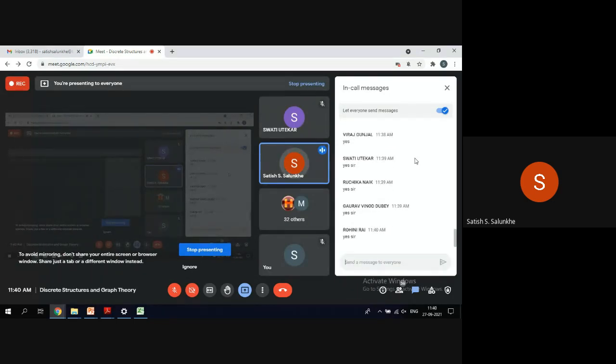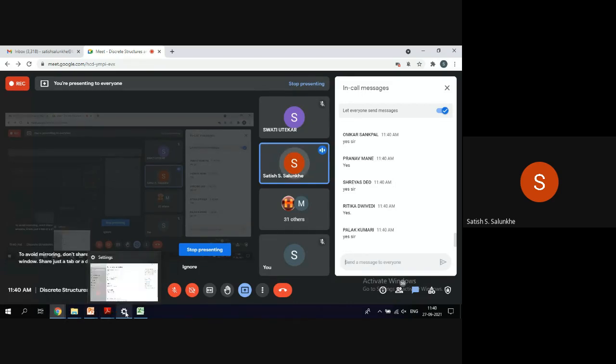So up till now, only Farina, Vira, Swati, Ruchika, Gaurav, Rohini, Arya, Sharbari answered. The rest of the students are not answering. That means I should remove them. I think by looking at these responses in the chat box, you are simply doing copy-paste blindly. Some other students are saying yes, therefore you are also saying yes.